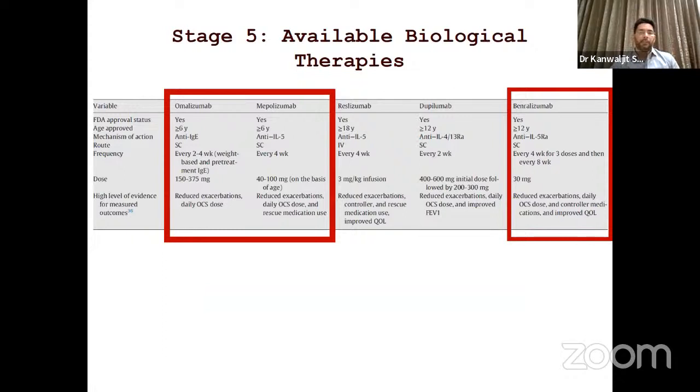This is the comparison chart of these various biologicals. Among these, omalizumab targets IgE, mepolizumab is IL-5, reslizumab IL-5, and benralizumab acts on the IL-5 receptors. Dupilumab acts against IL-4. Only reslizumab in the chart is given by IV infusion. The rest are all given subcutaneously.